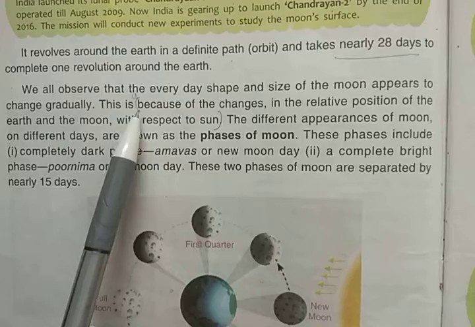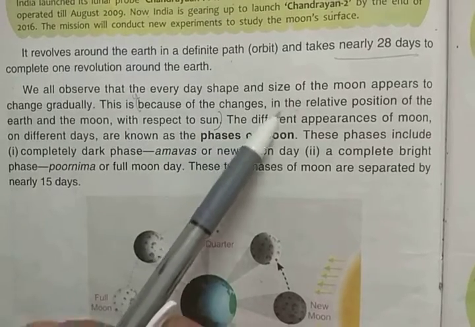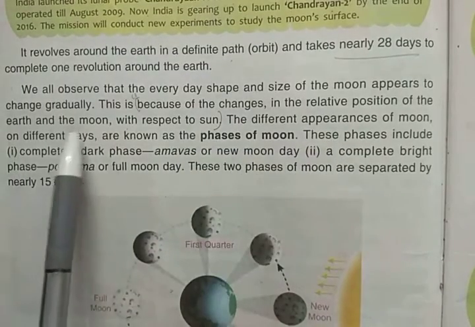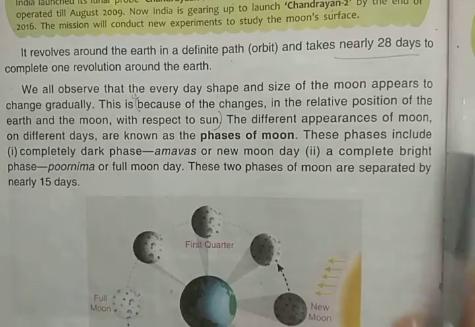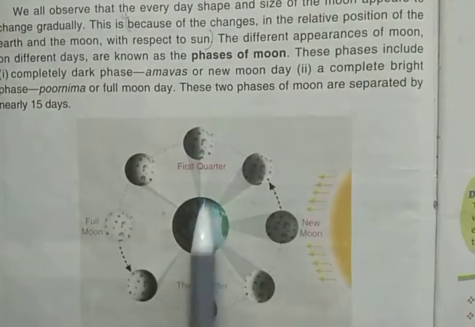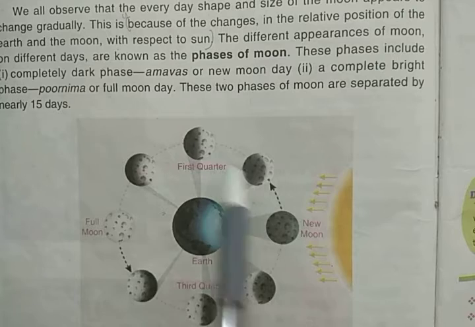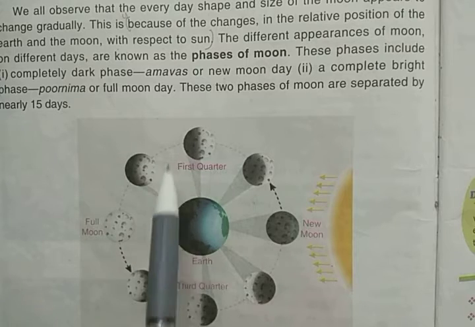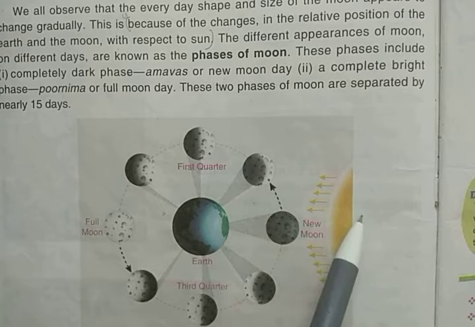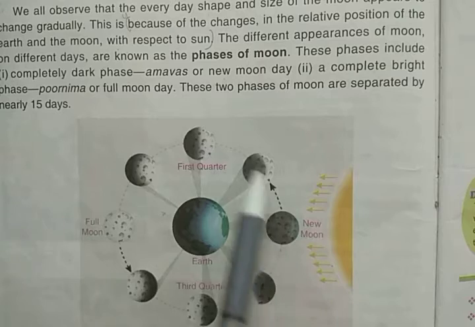This is because of the changes in the relative position of the Earth and the Moon with respect to the Sun. So you can see here in the picture कि जो ये Moon है, इसकी relative position जो है वो change होती रहती है Earth की, Moon की with respect to Sun. So that is the reason behind the different phases of the Moon.